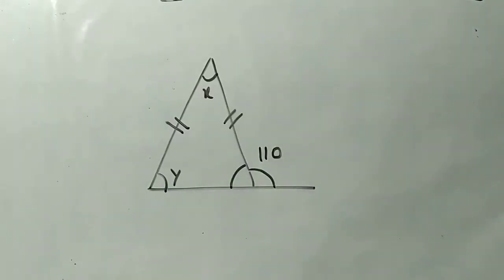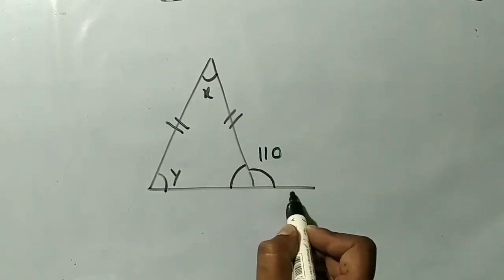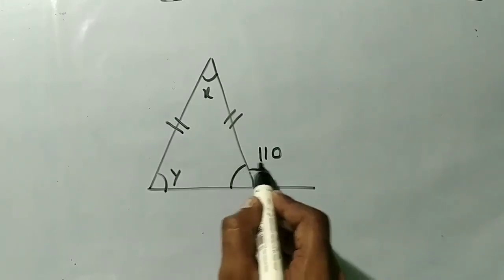This is also similar to the first one, but in the first one the exterior angle is not given. Here the exterior angle is given, so we can find it easily. Here the exterior angle plus the interior angle, that is a straight line, forms 180 degrees. The sum of these two angles is equal to 180.